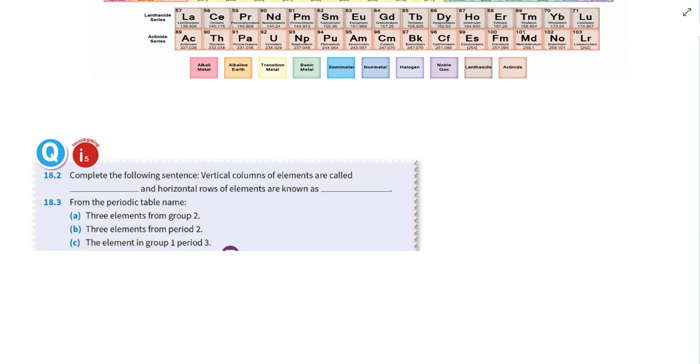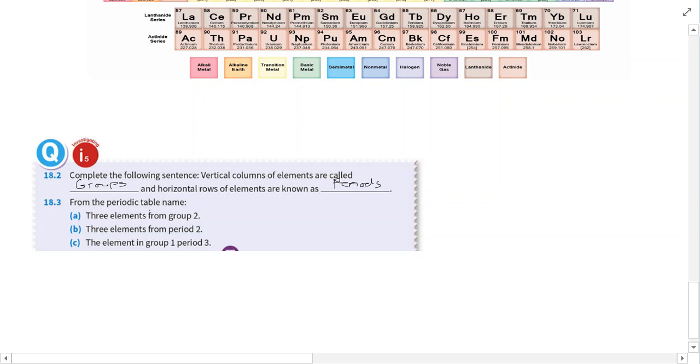So complete the following sentence. Vertical columns of elements are called... So what are the vertical columns of elements called? Those are known as groups, aren't they? So groups. And the horizontal rows of elements are known as periods. Hence the name, the periodic table.